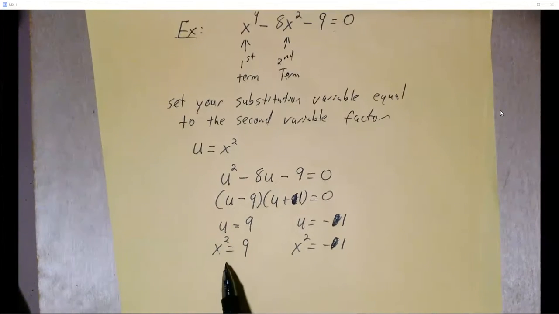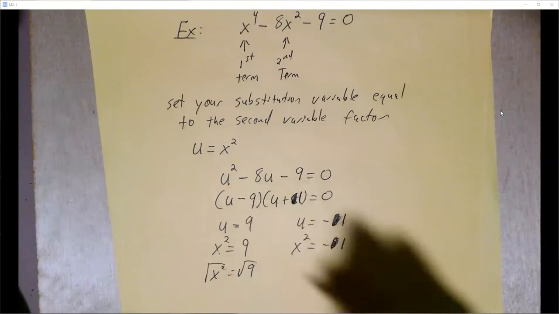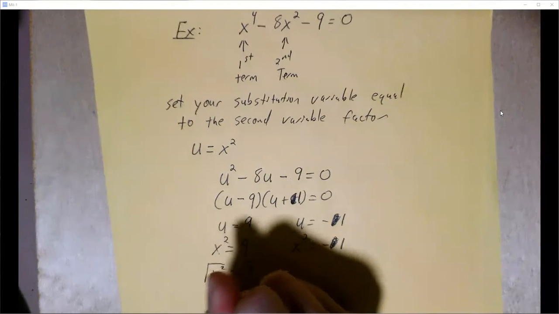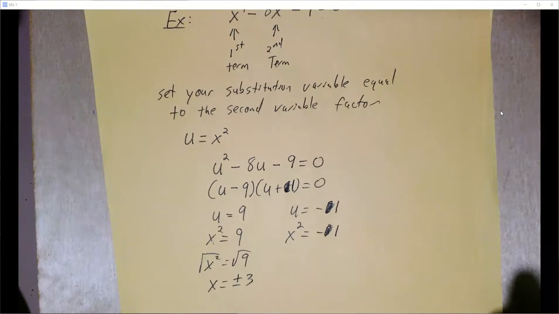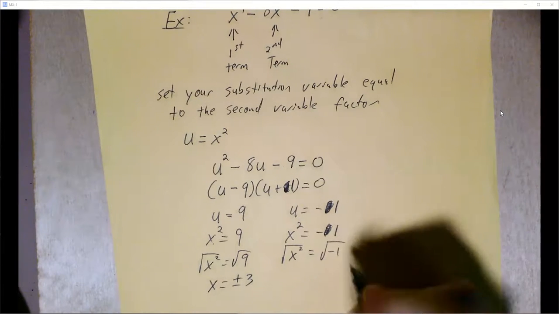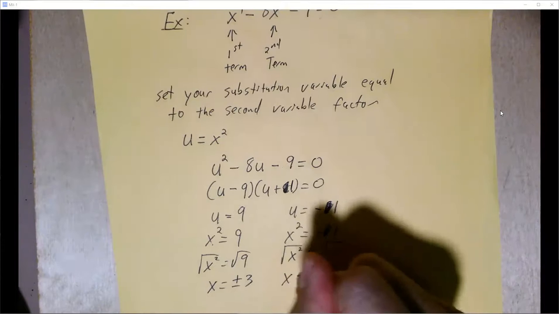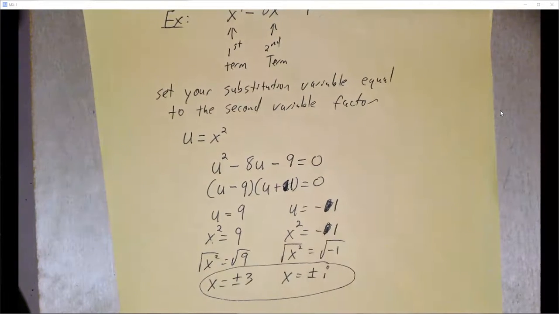I'm going to solve for x here, so I'm going to square root both sides. And as always, when I take the square root, I have to consider a positive and a negative answer. So I'm going to get plus or minus 3. Same with this side, I'm going to square root both sides. And the square root of -1 is going to be plus or minus i. So in this case, I get 4 answers.